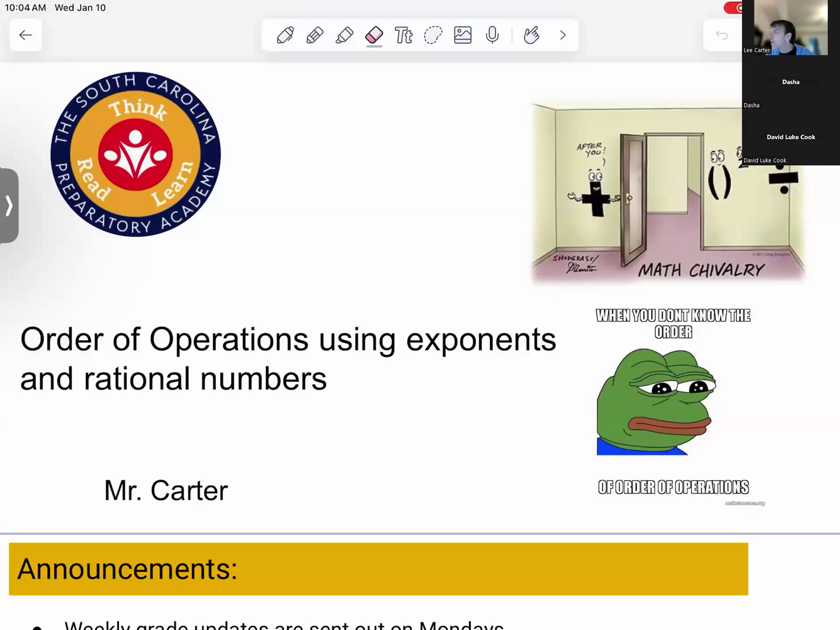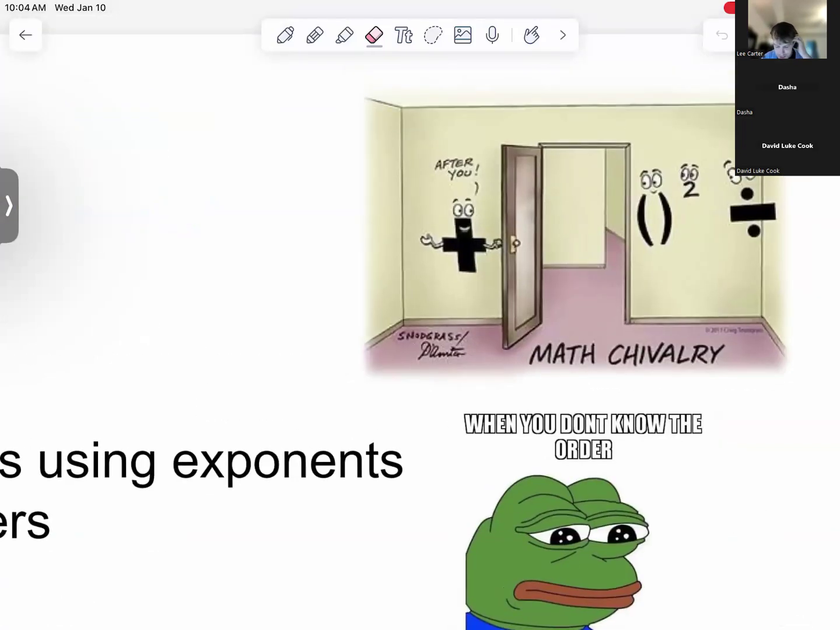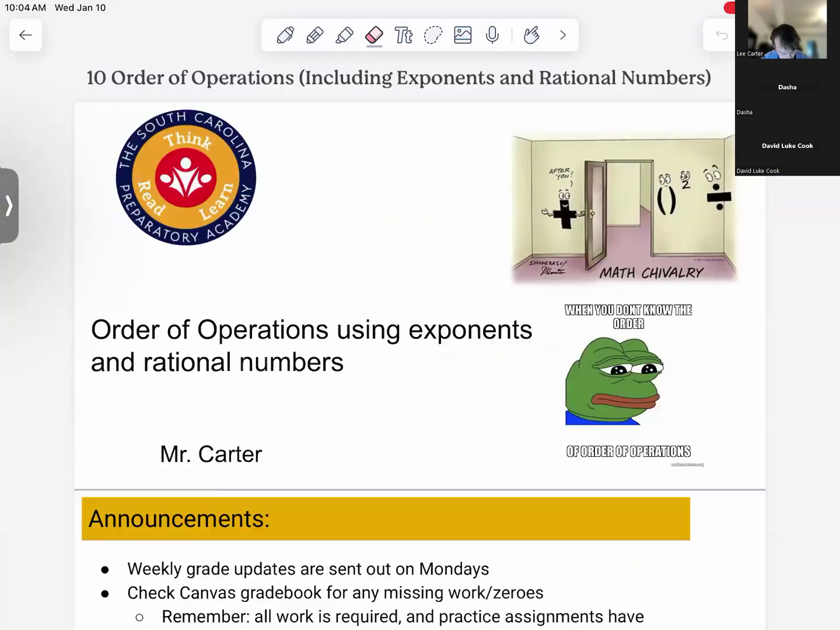Okay. So again, we're on 110. We are on order of operations using exponents and rational numbers. Now I think this one's kind of funny right here with the "after you", and he's like math chivalry, like showing manners, right? So he's going after the parentheses and the exponent and the division, right? The addition guy. So there you go.